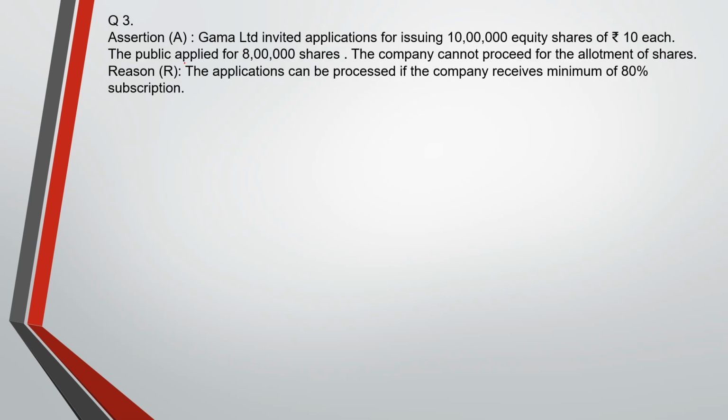Moving on to the next one, assertion: Gamma Limited invited applications for issuing 10 lakh equity shares of 10 each. The public applied for 8 lakh shares. The company cannot proceed for allotment of shares. Yes, that is true. Why? Because there is minimum subscription clause specified by the SEBI, Securities Exchange Board of India, that company can only proceed with allotment on receipt of 90% of the issued shares. So here that is not fulfilled. So they are right. So assertion is true.